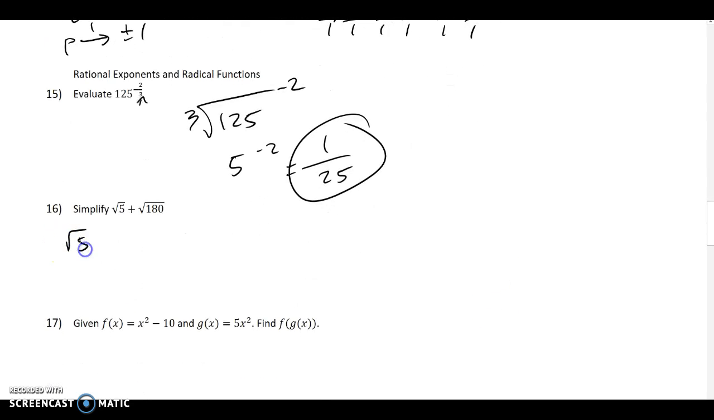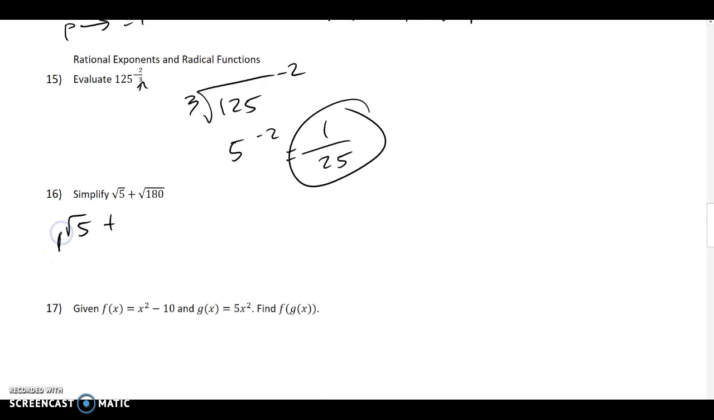So we have the square root of 5 plus, and I'm going to put an invisible 1 here to help us out, so invisible 1. And then 180, let's see here, I think that's divisible by 9, so 180 divided by 9 is 20, about 36, 180 divided by 36, that's 5. So 180 is the square root of 36 times the square root of 5. Square root of 36 is plain old 6. And then we can add these numbers in front and get 7 root 5 for the answer.